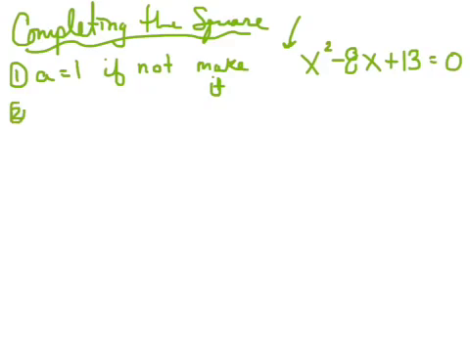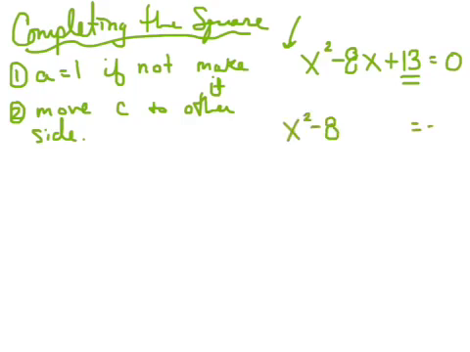The second thing that you're going to want to do is move c to the other side. What c is, again, is the one that does not have a letter attached to it. So I'm going to subtract 13 to the other side. One of the things that I hope you notice is I left a spot open where the 13 was. That's an important part, because I'm going to fill that with something that's going to allow me to factor easier. The third step is where this method gets its name from, and that is b divided by 2, squared.